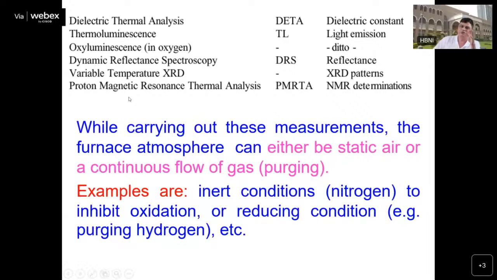While carrying out all these measurements, the furnace atmosphere can be either static air or a continuous flow of a gas, which we call purging. What are examples of this atmosphere? For an inert condition, you can use nitrogen, which inhibits oxidation of the particular material. For a reducing condition, the furnace atmosphere must be purged with hydrogen.